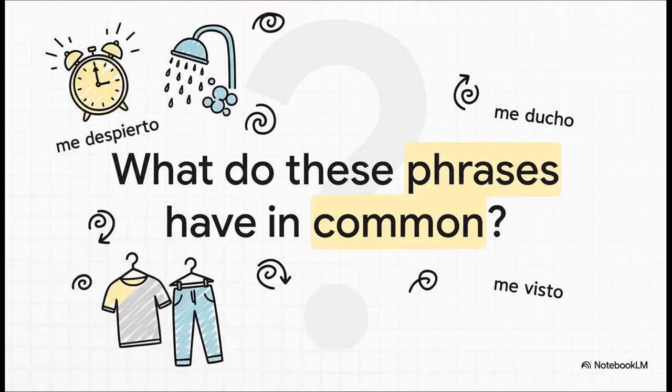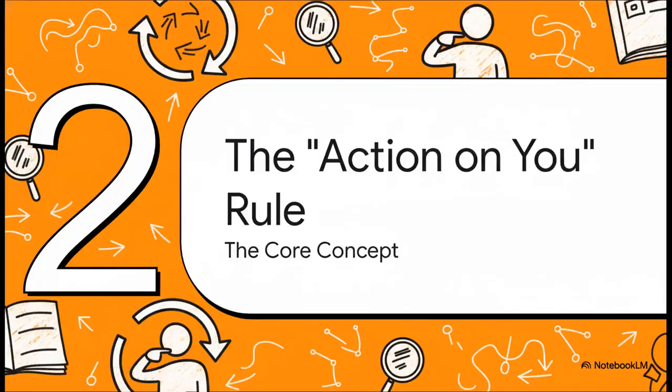All right, let's hit pause for a second. Me despierto, me ducho, me visto. Did you hear it? What's that one little word that kept popping up before the action? Because that word, me, well, that's the whole key right there. And that tiny word, me, leads us straight to the core idea. I like to call it the action on you rule. It's a really simple concept, and I promise, once this clicks for you, a huge piece of Spanish grammar is just going to fall right into place.